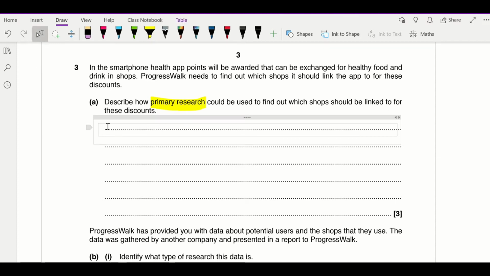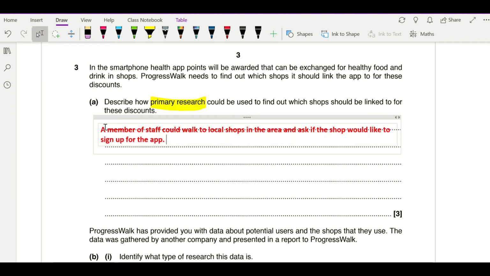discounts. So we know that primary research is research that is first hand, it doesn't already exist, and we're going to be collecting it ourselves. So what we could do, we could say a member of staff could walk to local shops in the area and ask if the shop would like to sign up for the app. Okay, so that's one way, because someone's actually physically having to go to the shop, talk to someone, find out if they want to be a part of it, and that's straightforward.